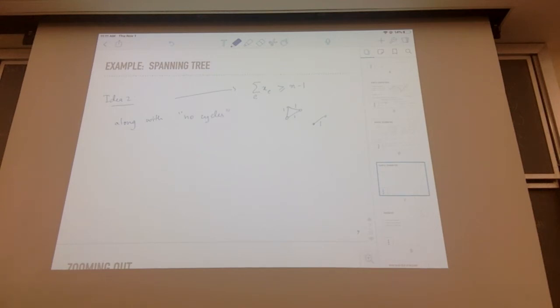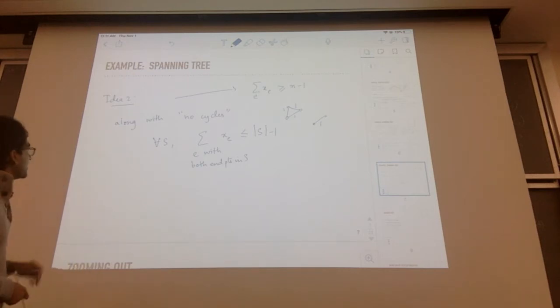The only way, at least that I know, is for all S, the sum over edges E with both endpoints in S of xe is smaller than or equal to the size of S minus 1. If there's a cycle, it has to be within S. The cycle between S's points should have at least... So this is another totally valid way of doing this.